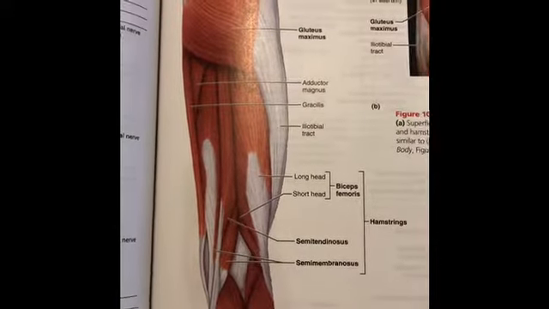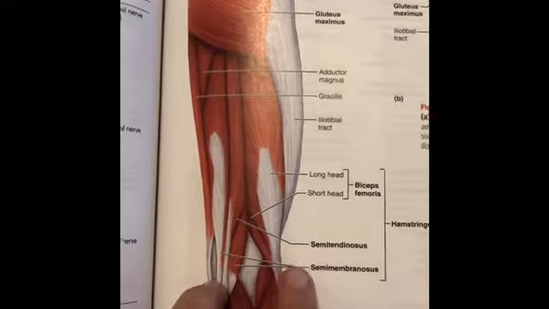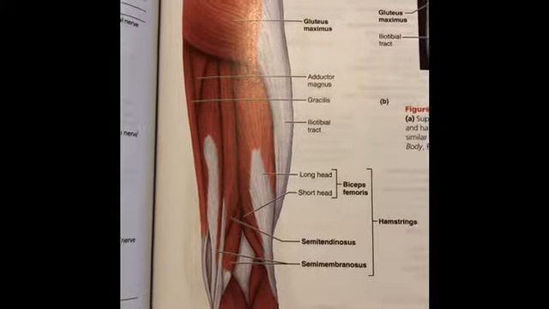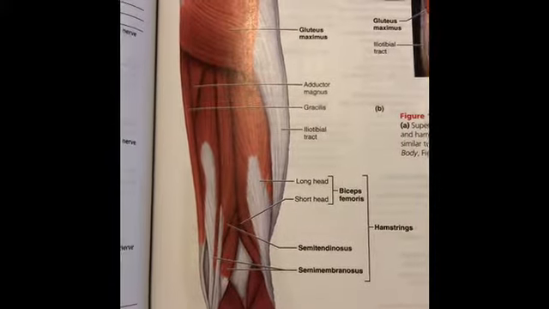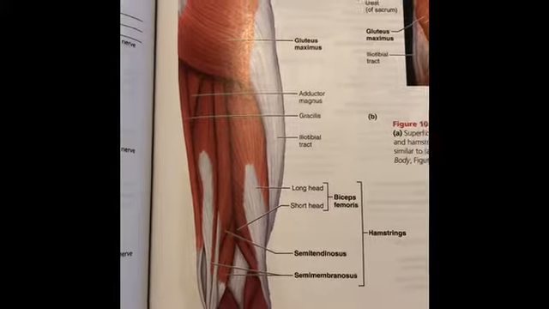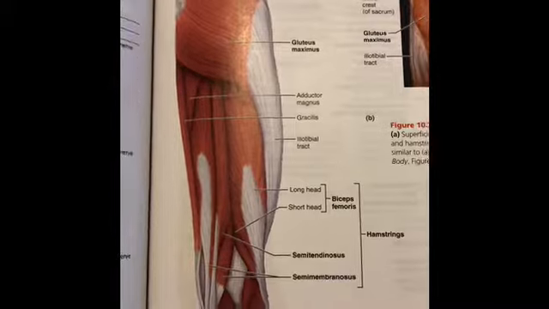The last muscle is the semimembranosus. The origin can be found right there. The origin is the ischial tuberosity. The insertion is the medial condyle of the tibia. And like the other two muscles, the action is that it extends the thigh and flexes the leg.